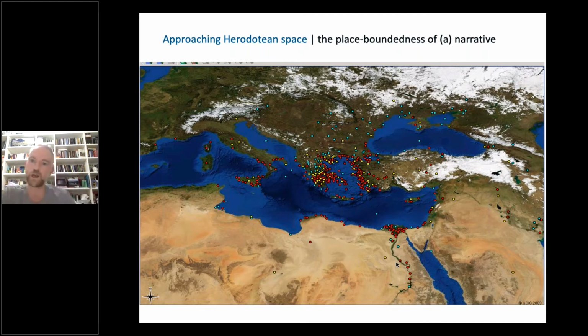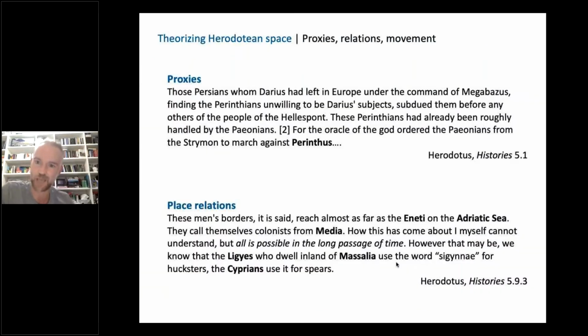So this is where the other element of Hestia came in, which was reading the text, you know, some philology. We chose one section of the text. It's a pretty important section. It's book 5, the hinge of the narrative, when East and West come into contact and conflict for the first time.